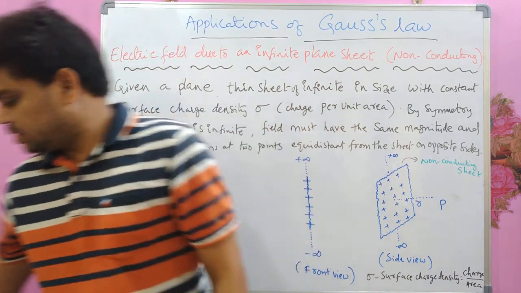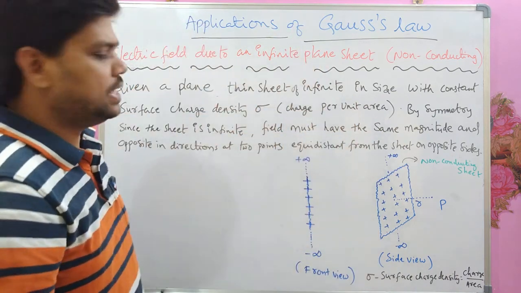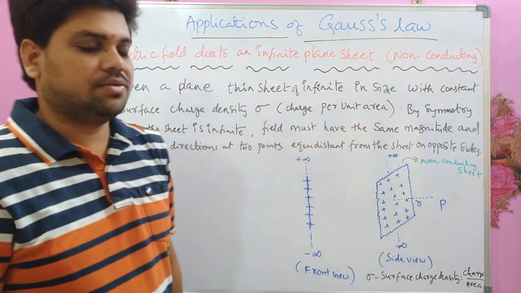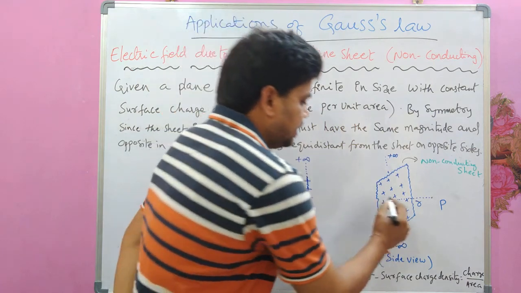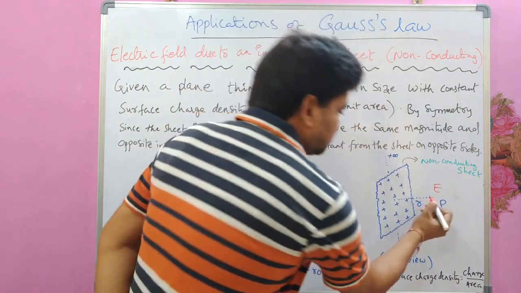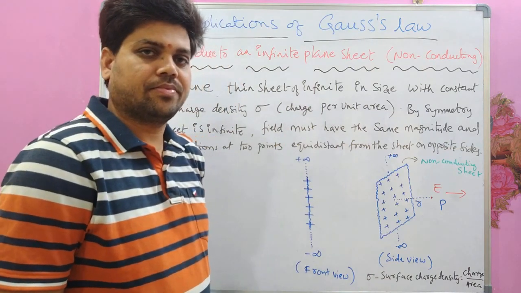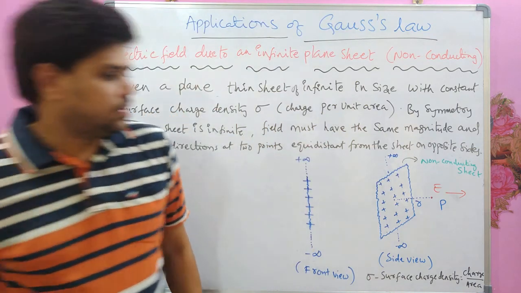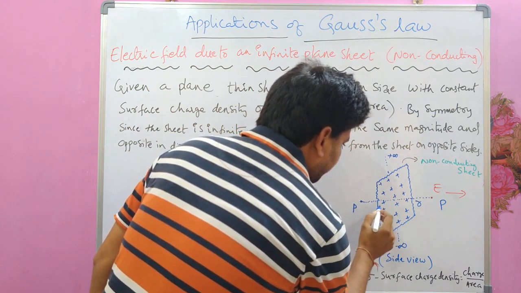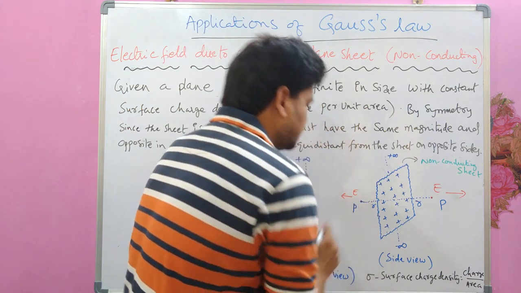So by symmetry, since the sheet is infinite in size, the field must have the same magnitude and opposite directions at two points equidistant from the sheet on opposite sides. For example, if this is a point P at a distance of small r, and the electric field at that particular point is E, what would be its direction? Away from the positive charge, right? On the other side, at the same distance from this sheet, here also the electric field will be the same in magnitude but opposite in direction. That is what is written.